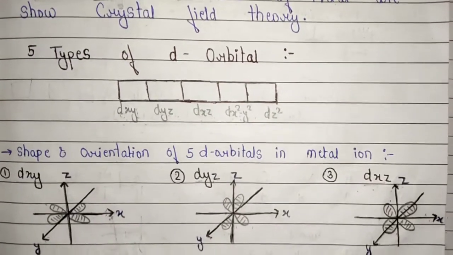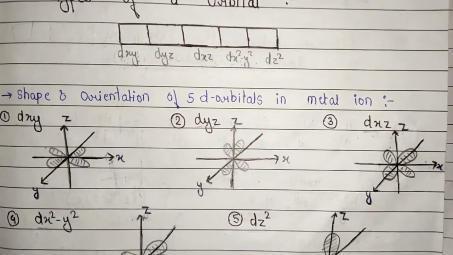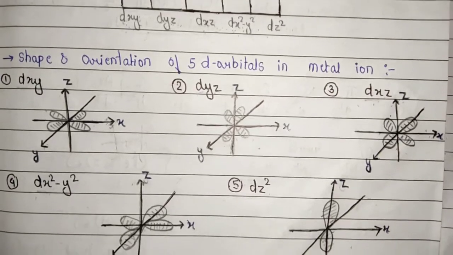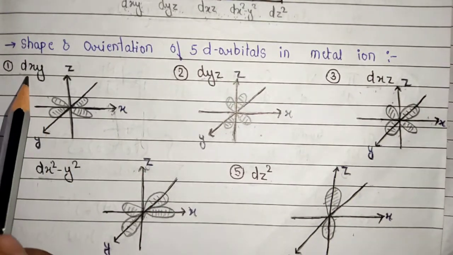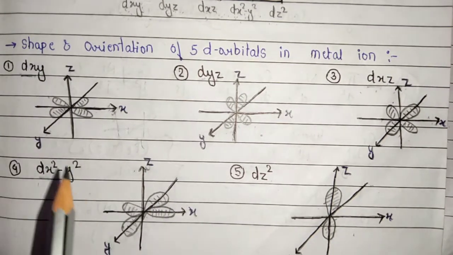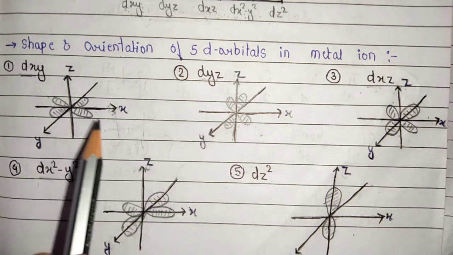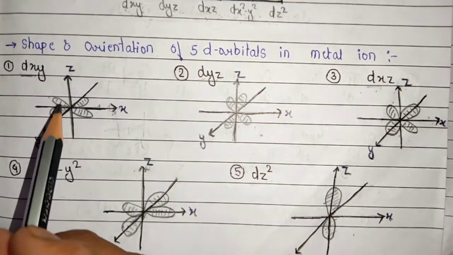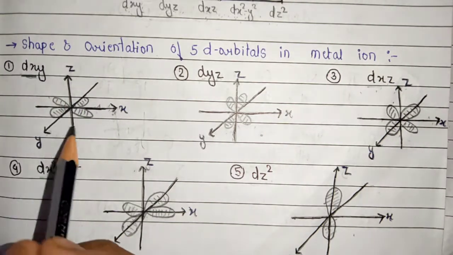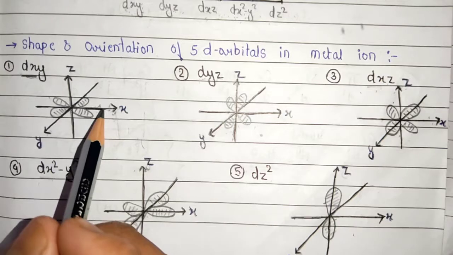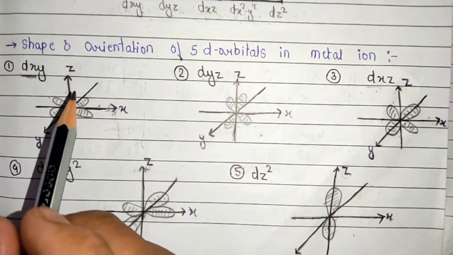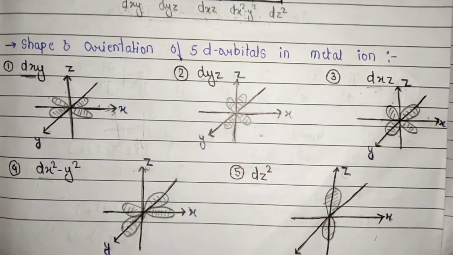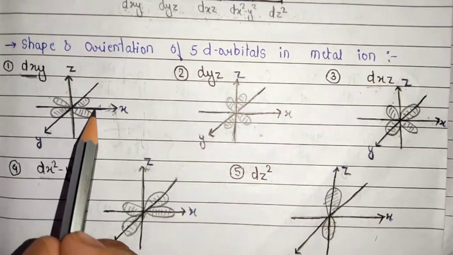So the orientation and shape of the 5 types of d orbitals in a metal ion is like this. Basically, this is the first orbital, dxy. The dxy orbital lobes are present in between the x and y axes. To understand the orientation, we take these 3 axes: x, y and z. So the lobes of the dxy orbital are present in between the x and y axes.